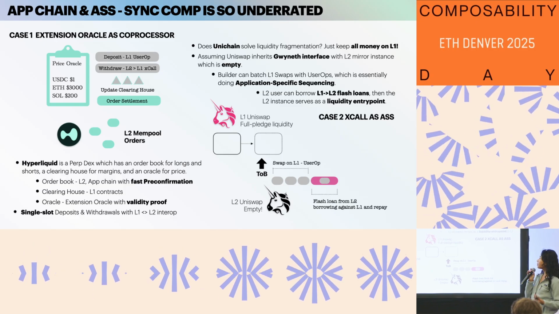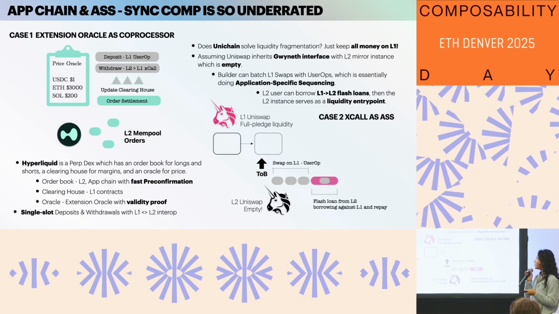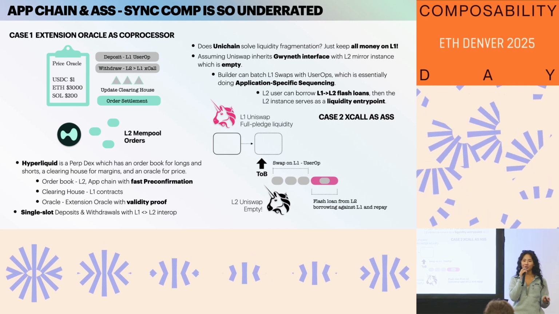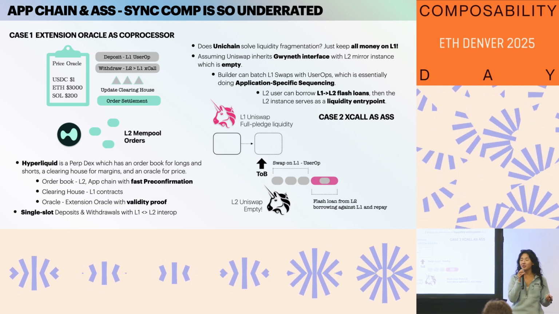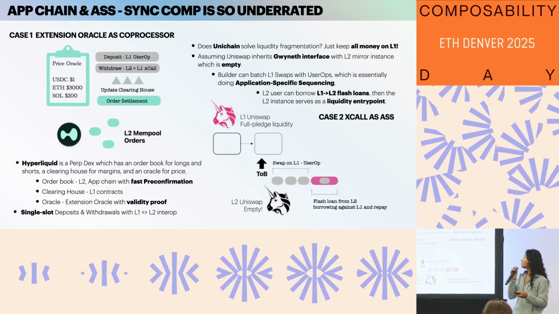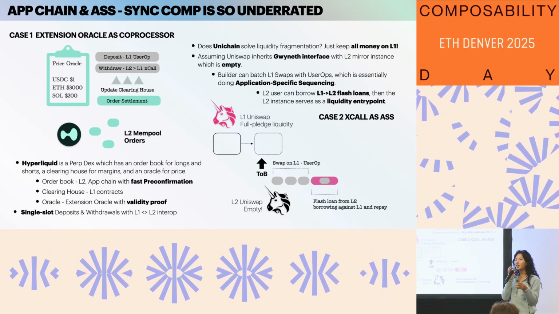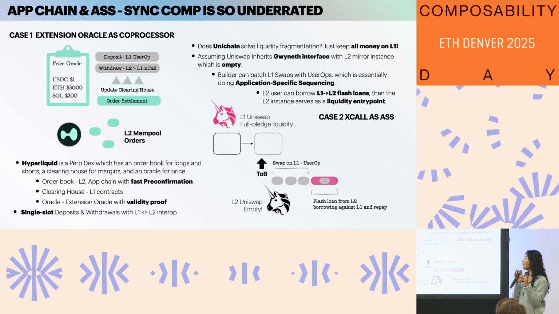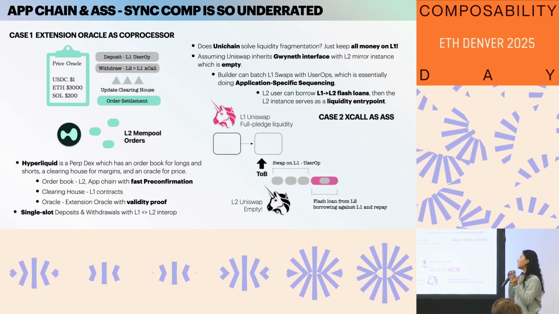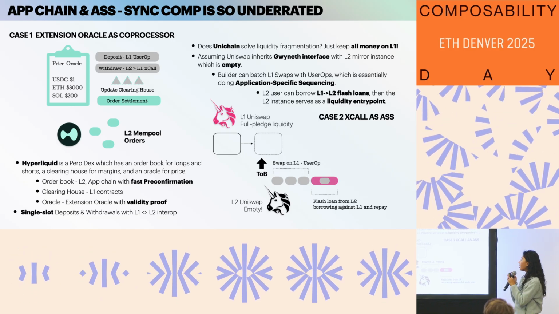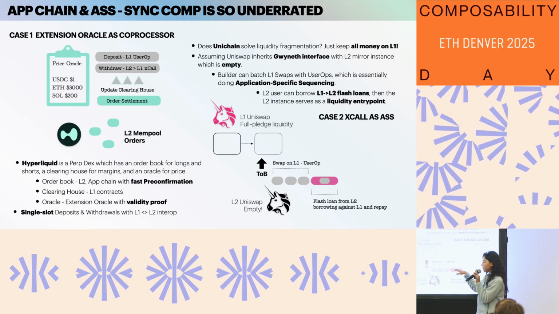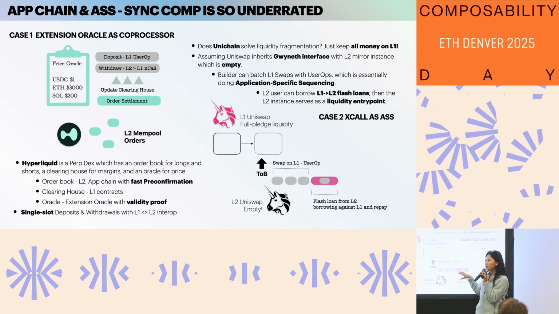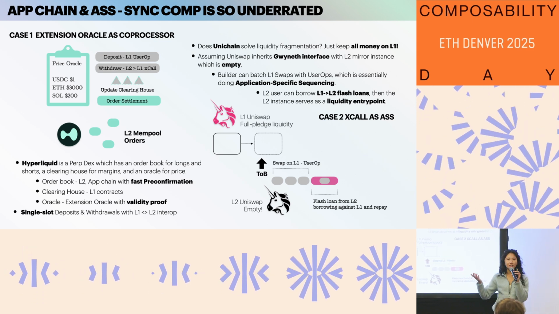And the next example that I'm going to go through is with Uniswap, right? It's dubious whether Unichain will solve this fragmented liquidity issue. And we think that we may as well just keep all of your money on L1, right? So assuming Uniswap as a cross-chain app with the Gwyneth interface, you can literally have an L2 mirror instance without any liquidity, right? And the builder can just process L2-initiated swaps to L1 as user ops. And as the L2 builder sequences these swaps on L2, you have the benefits of application-specific sequencing.